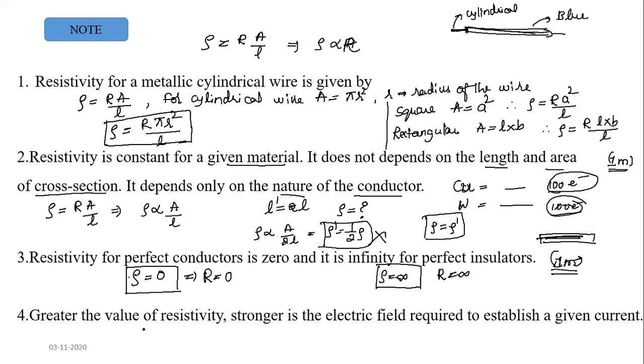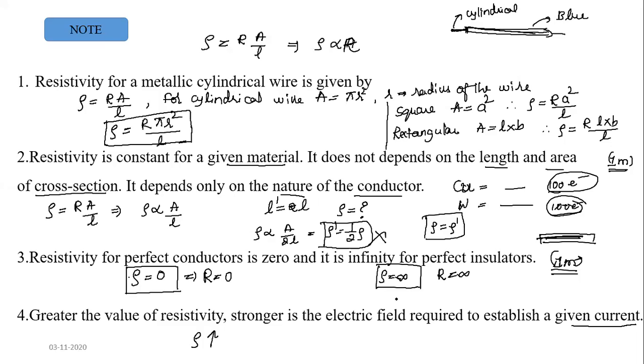Greater the value of resistivity, rho increases, maximum. So if rho increases, what should happen? You need a stronger electric field. What for? To establish the current. So how are you going to establish the electric current? Do you need an electric field to produce current?